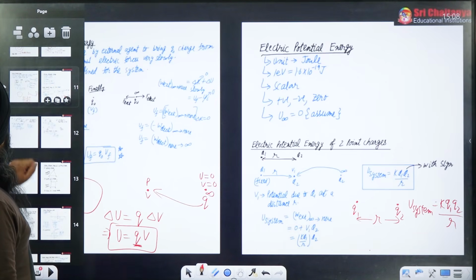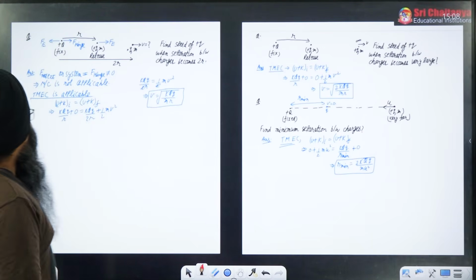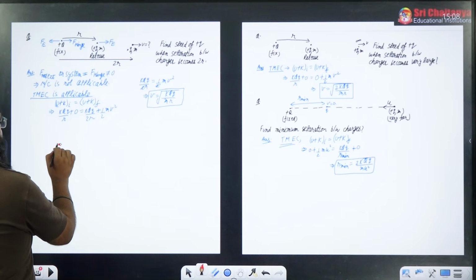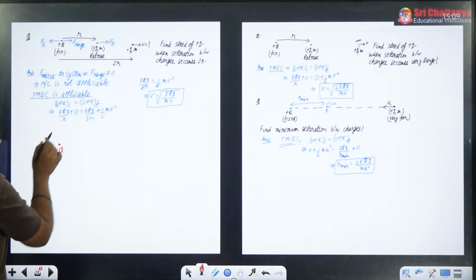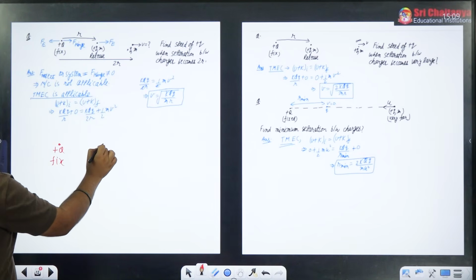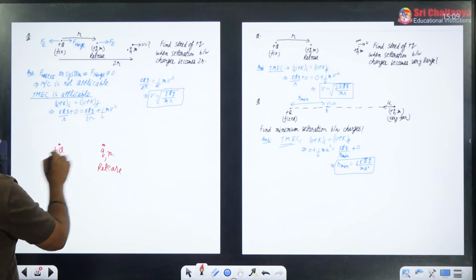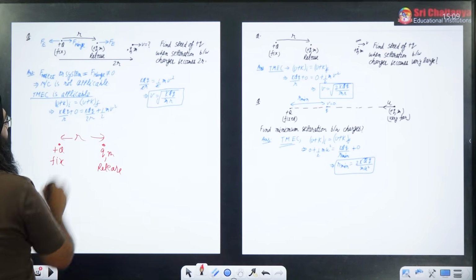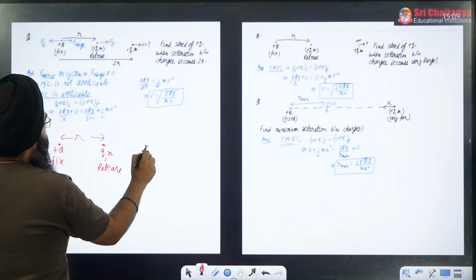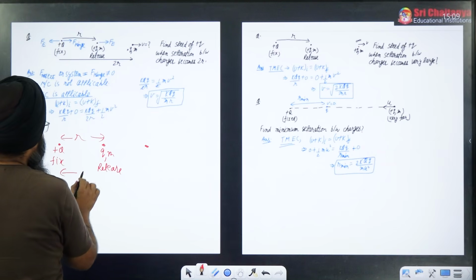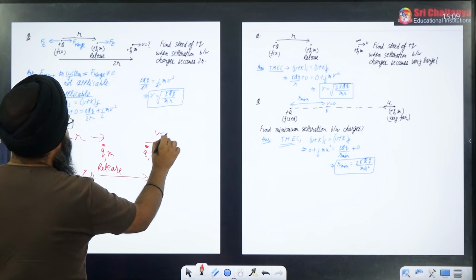So let's go to the next concept, which is some questions you can do. The first question: there is a charge capital Q, and I think it will not be visible to you, so I am dictating it. Plus Q charge is there, it is fixed, and there is another charge small q, mass m. You have released this charge from here. Initially the distance was r, and when this charge repels from the fixed charge, after some time the distance becomes 2r. Now you are being asked what the speed of the particle is.